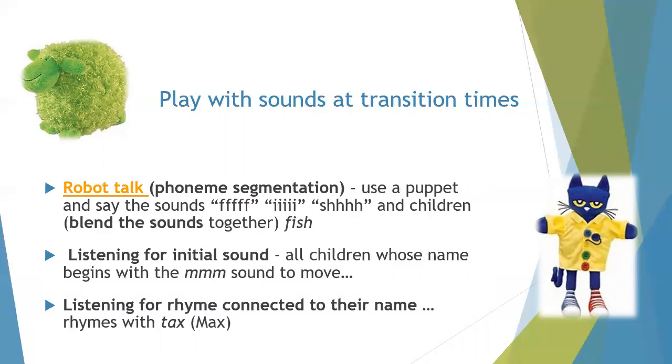Or you might say before they go, all children who have the sound at the beginning of their name may go. Or listen for a rhyme connected to their name. So someone can go out to play if their name rhymes with tax. And so Max could go. So playing these games where you're actually doing phoneme manipulation or rhyme as they go out to play is a really engaging and very useful use of this transition time.